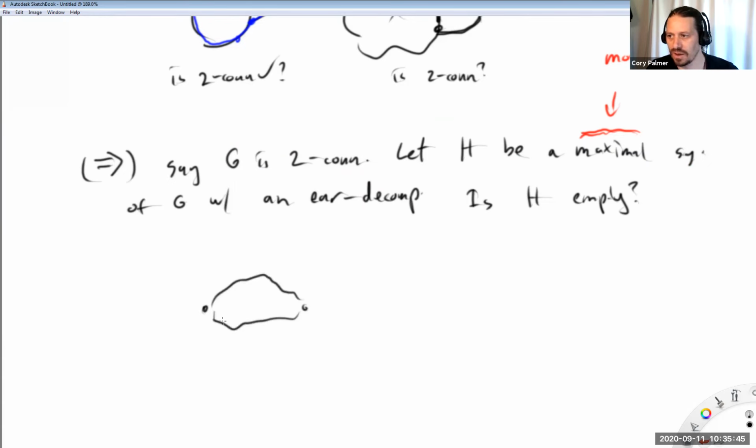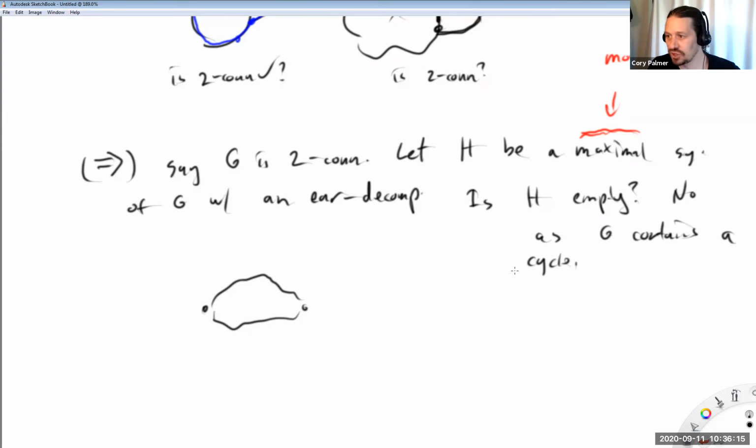Why does it have a cycle? Well, the graph's not a tree because a tree's not two connected, right? Trees have lots of cut vertices. So if it's not a tree and it's connected, it's got to have a cycle, okay? So is H empty? No, as G contains a cycle. So H is at least one of the cycles. Right? H is not empty. I don't know what the maximal one is, but H is not empty.